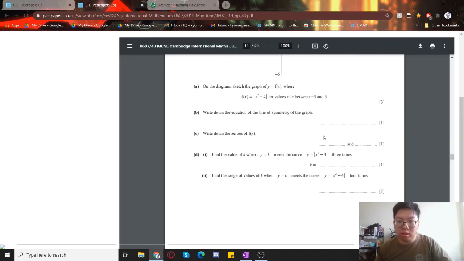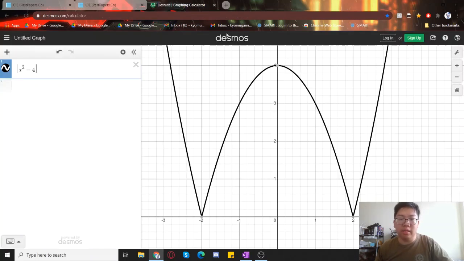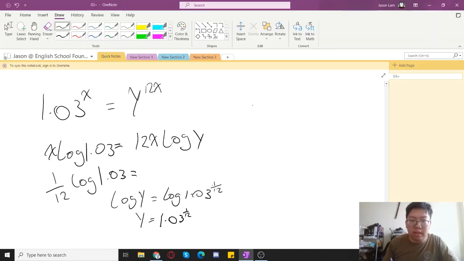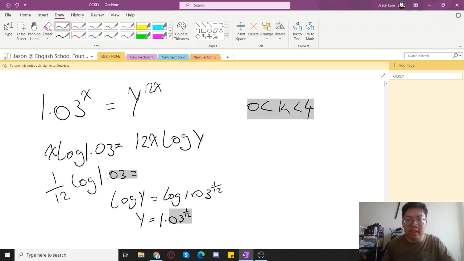Find a range of values of k when y equals k. So again, y has to be between 4 and 0, so smaller than 4 and larger than 0. That's your answer. So how you would write this is 0 right here, like that. Very simple, very basic.